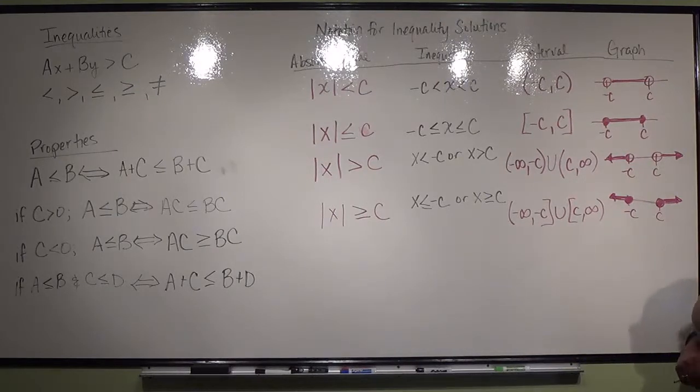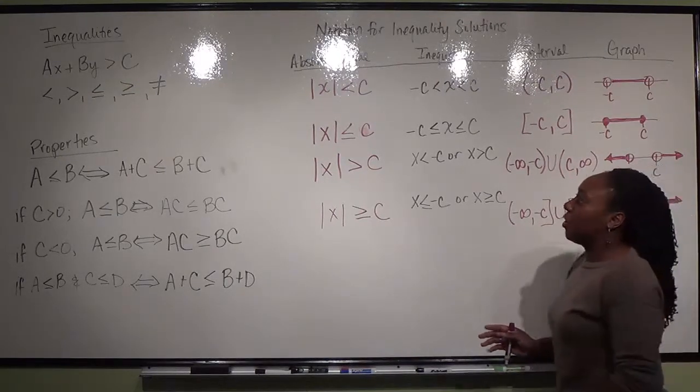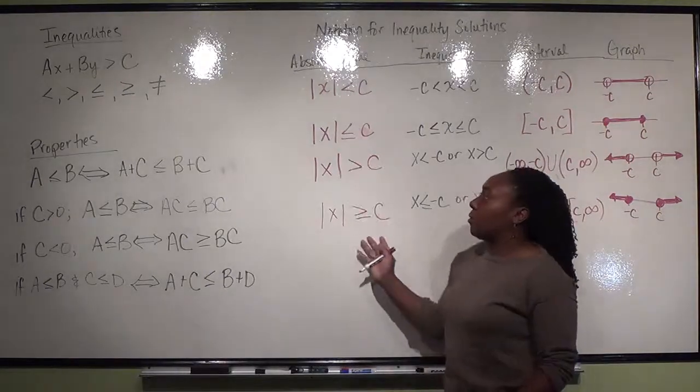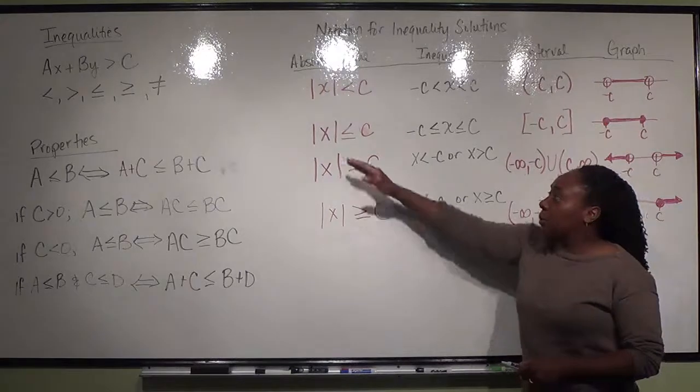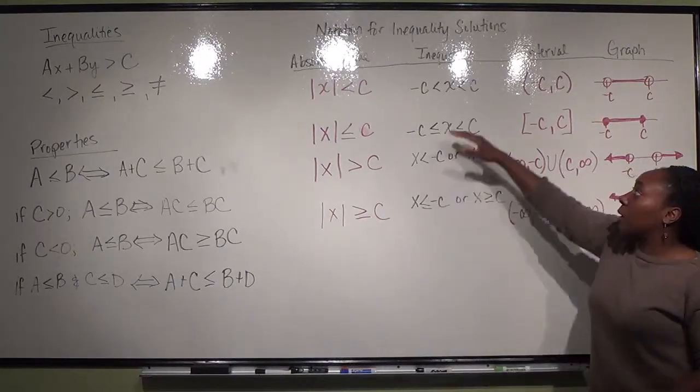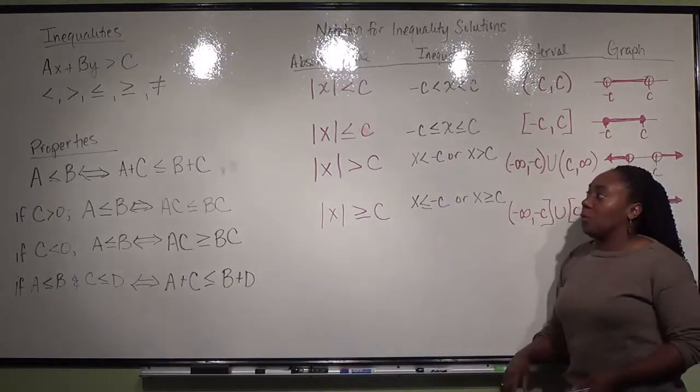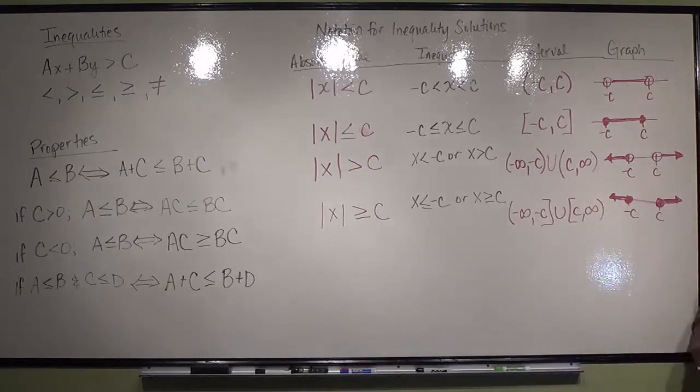So for some of these, you're going to be asked to solve some sort of absolute value. And if your solution comes out to be an absolute value in one of these forms, or an inequality in one of these forms, then you can see your other notations.